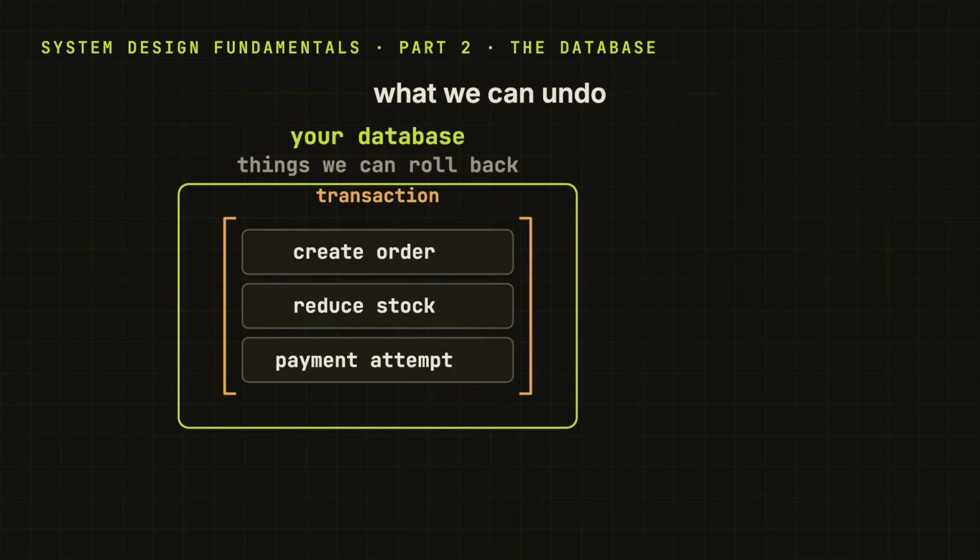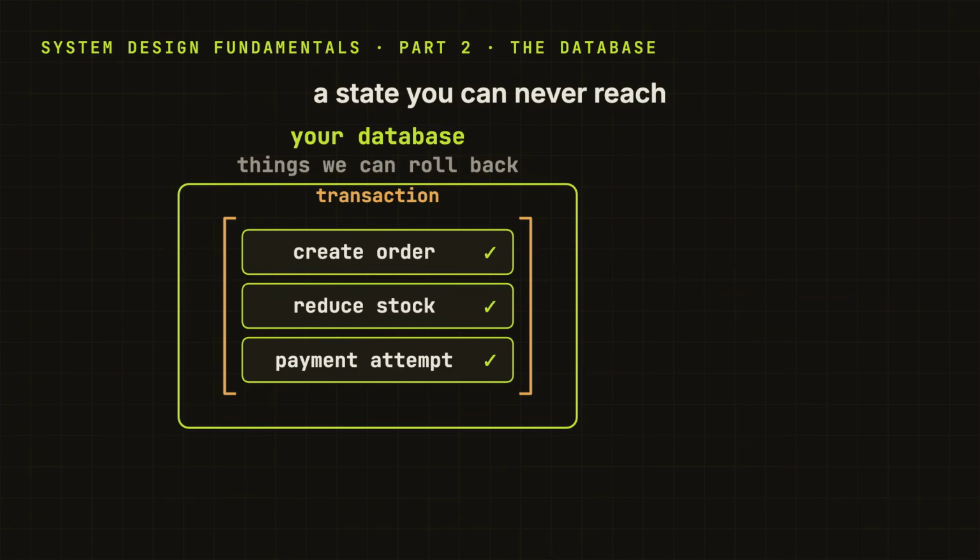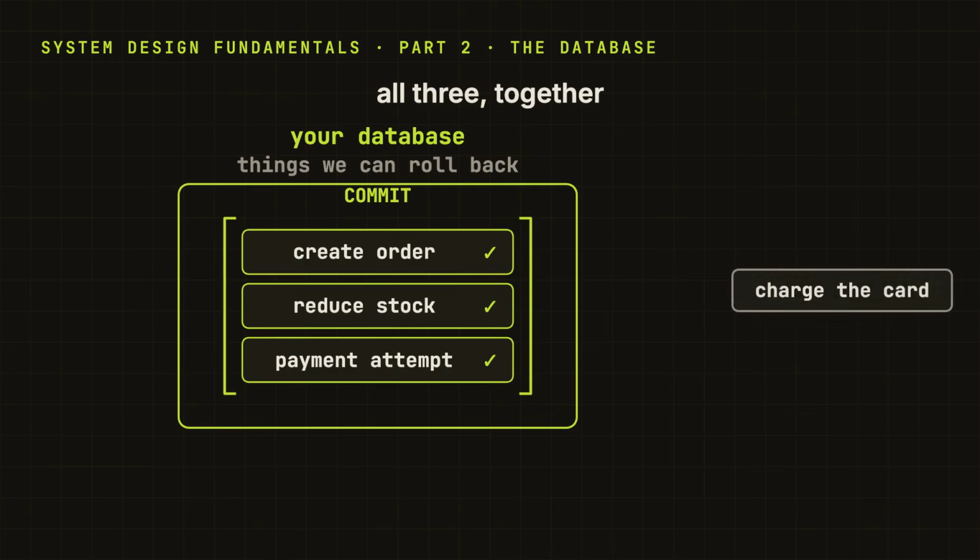Let's make it concrete. When you check out, three things must happen together inside your own database. Create the order row, reduce the stock by one, and write a payment attempt record. A transaction guarantees you can never end up with, say, the stock reduced but the order not created. Either all three commit together or the whole thing rolls back as if nothing happened.